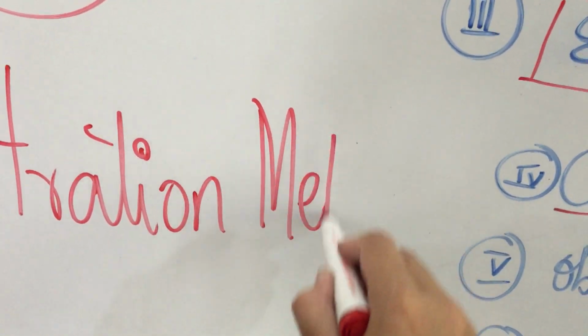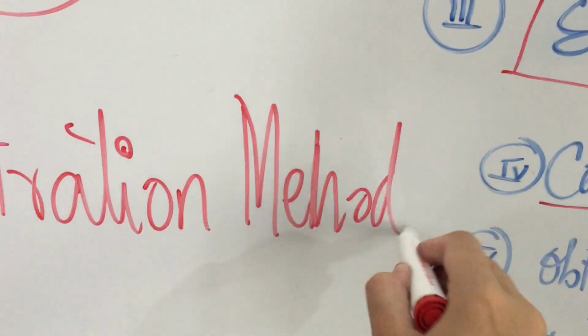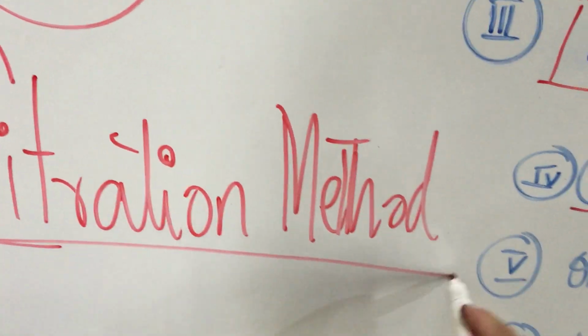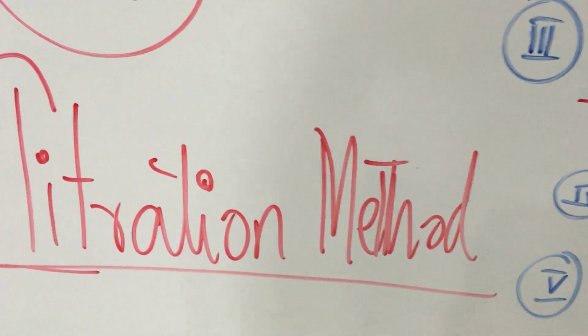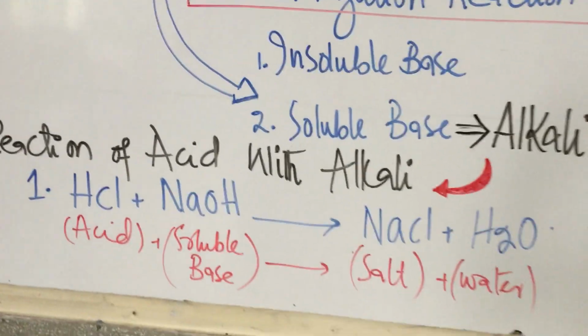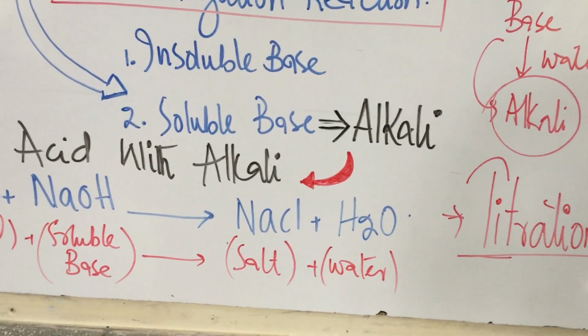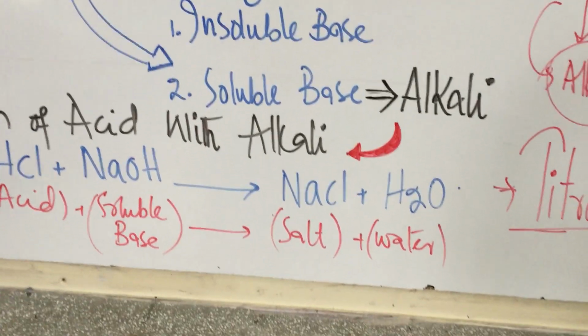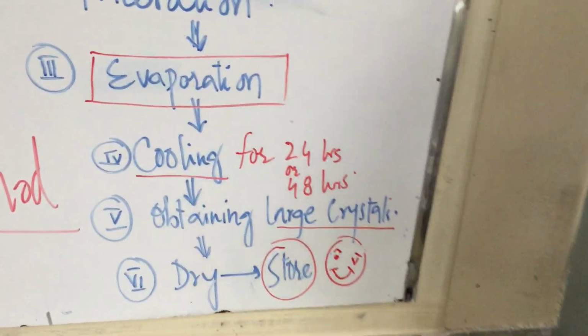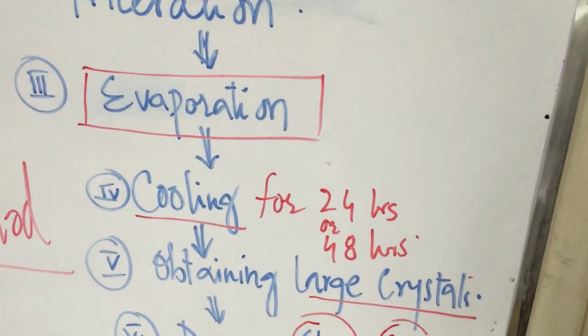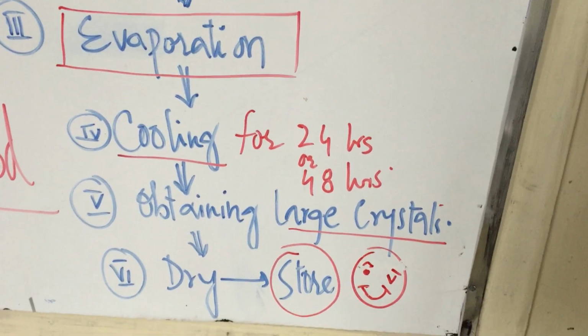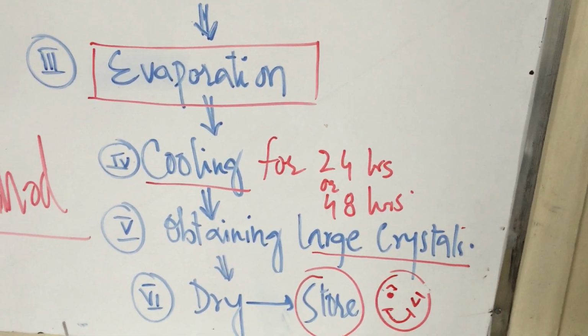Titration method. Fine, girls, this is so practical. It will require a practical explanation. So simply remember that once you are done with your reaction and you have got the idea that your reaction is complete, then you will go for these methods: evaporation, cooling, obtaining large crystals, and drying them.